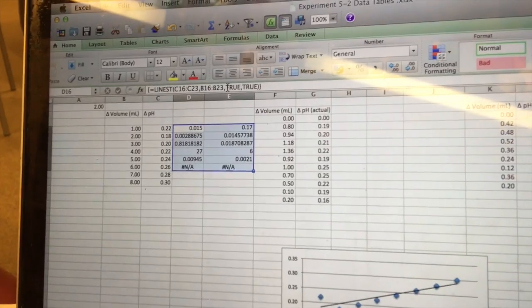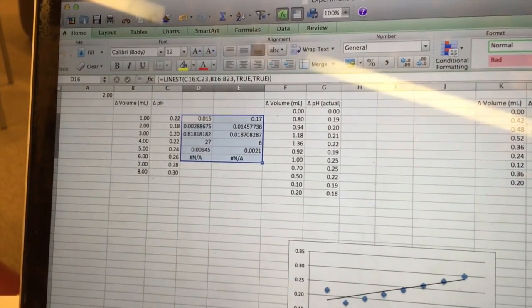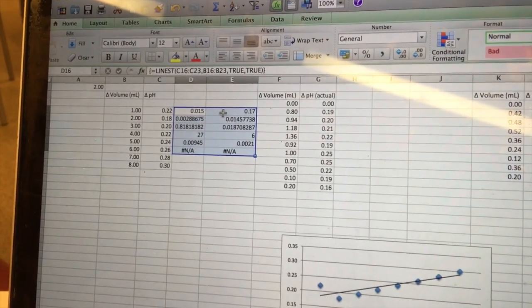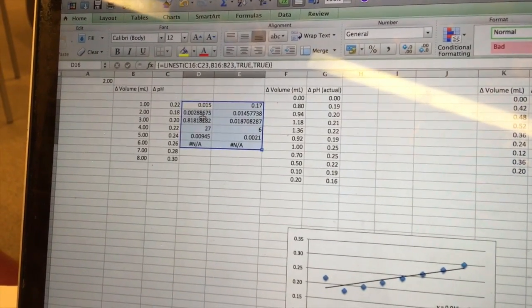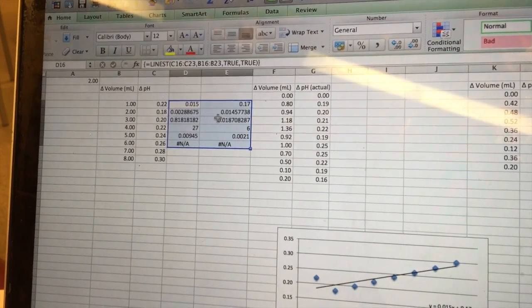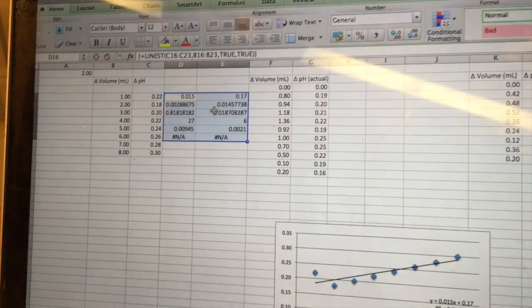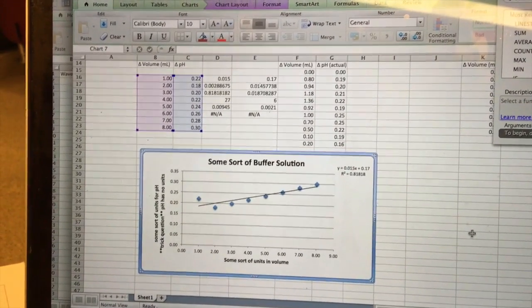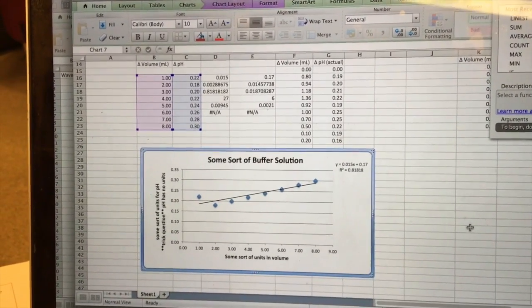Here you have in your first cell the slope, and then in the cell next to it you have the y-intercept. Below the first cell you have the standard deviation of the slope, and below the second cell you have the standard deviation of the y-intercept. Now you have a graph and you have the LINEST function, which gives you your data.